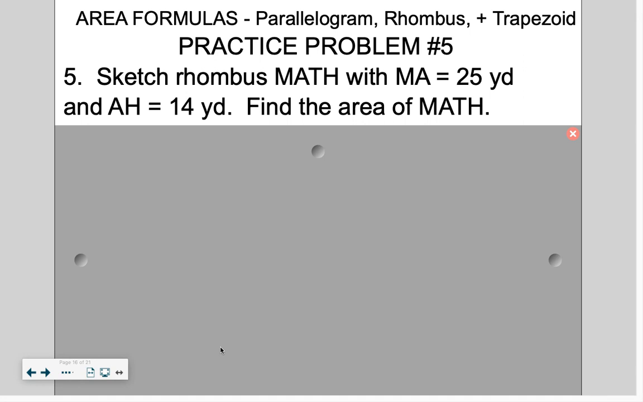You're being asked for problem number 5 to sketch rhombus MATH with MA equal 25 yards and AH equal 14 yards. Find the area of MATH. Again, saying sketch, so it would be in your best interest to do so. Even if you think you can visualize it, maybe you take the heat of the problem and you attempt to sketch it. So again, do whatever you want. Just make sure M connects to A connects to T connects to H, and H connects back to M. Where you actually start putting the M is really up to you. As long as M to A to T to H, and H back to M is what allows you to create the rhombus.